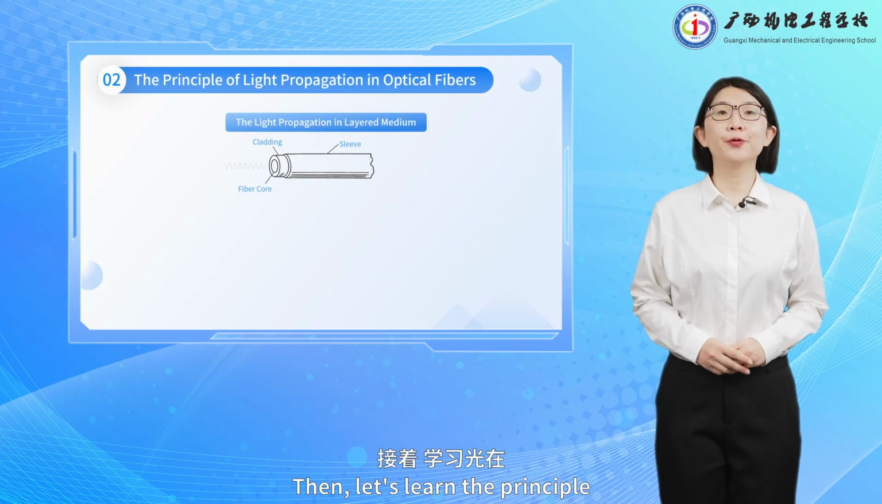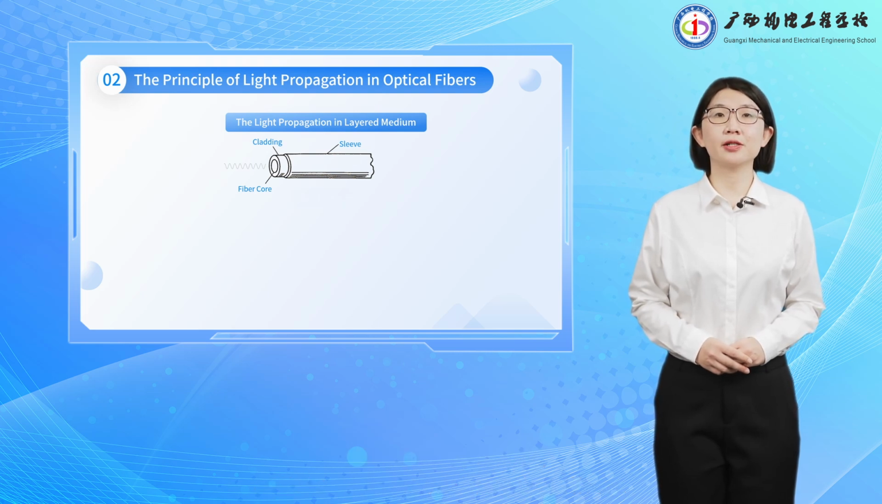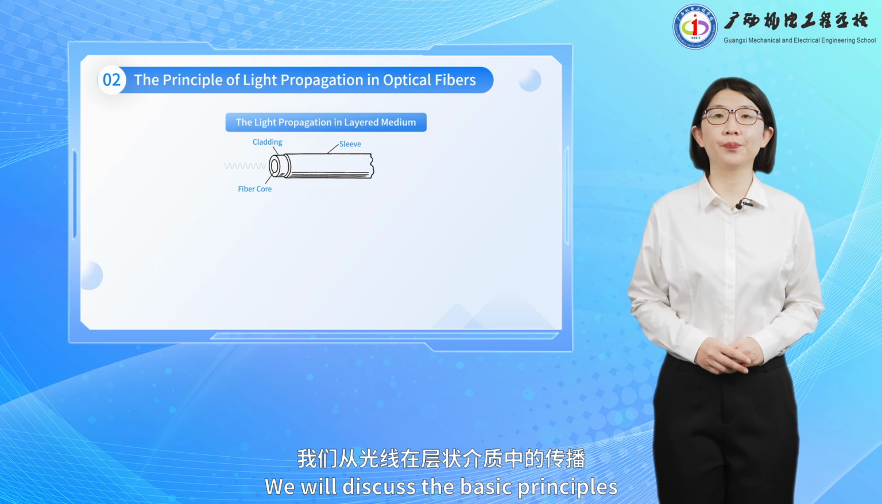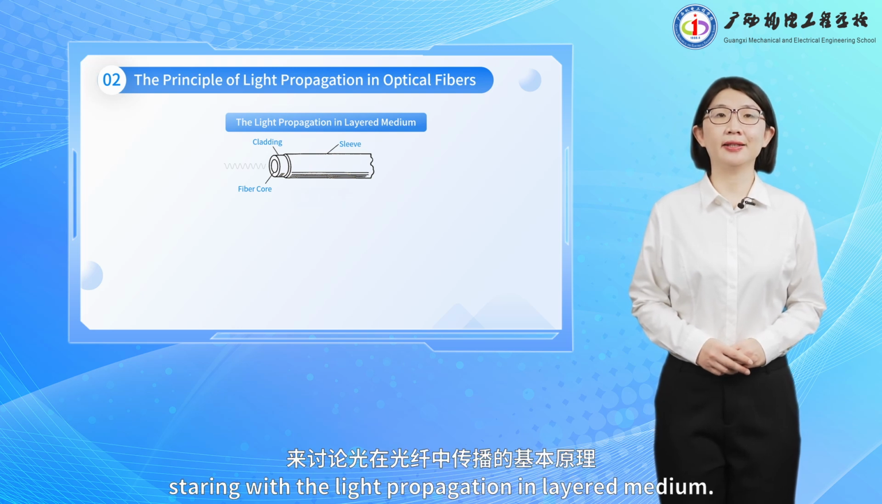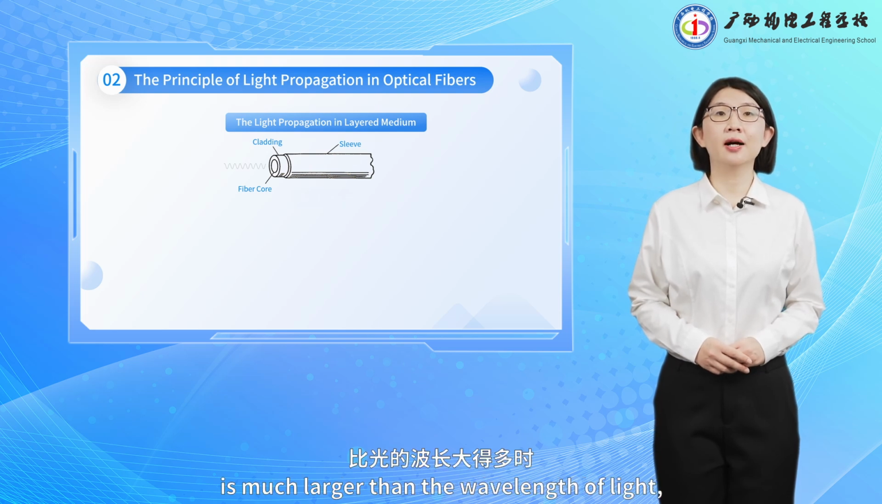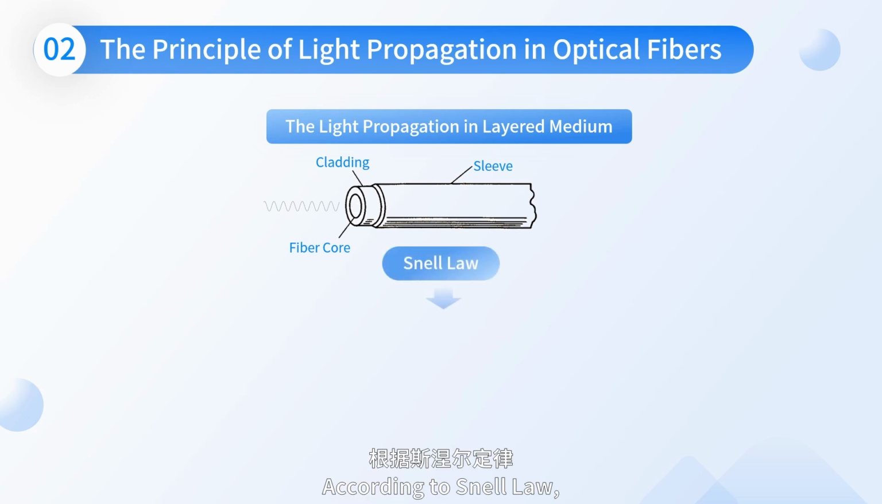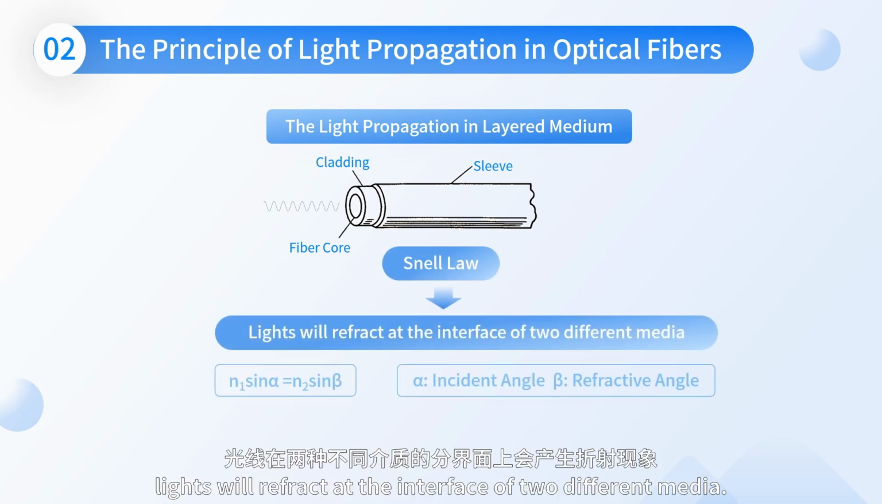Then, let's learn the principle of light propagation in optical fibers. We will discuss the basic principles starting with the light propagation in layered medium. When the diameter of optical fiber is much larger than the wavelength of light, the light propagation can be discussed by geometrical optics. According to Snell's law, light will refract at the interface of two different media.